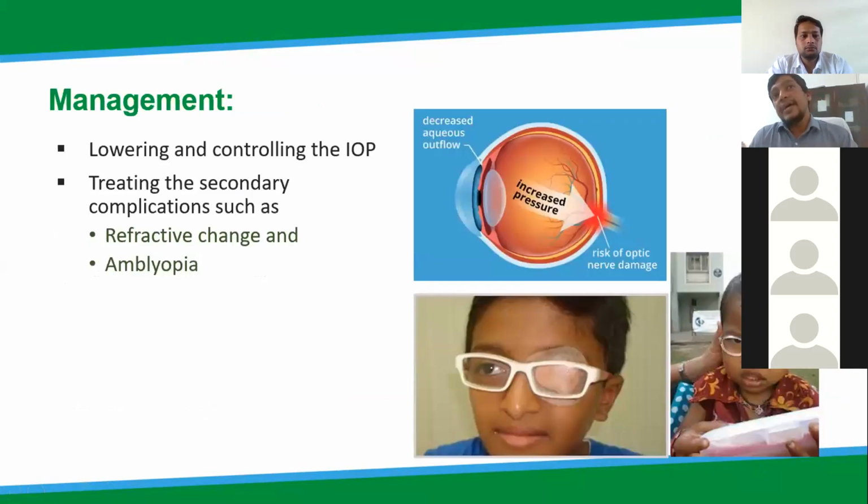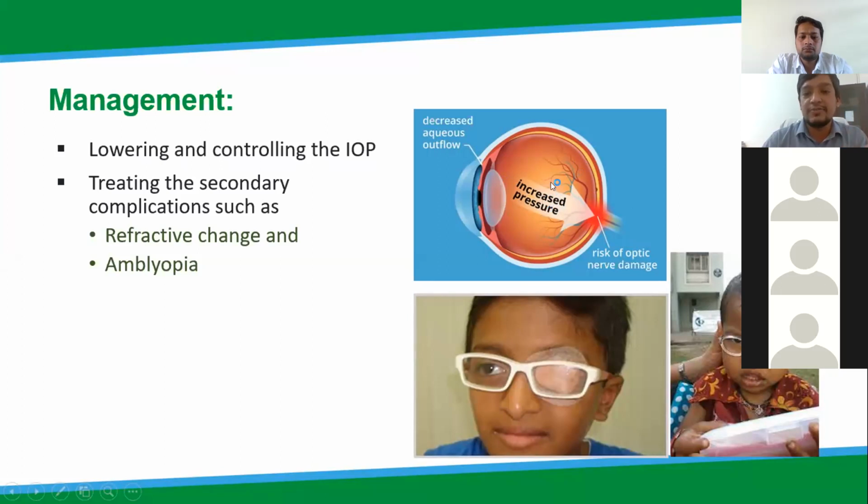So basically, how do we manage those patients? The basic aim of management, irrespective of whether it is an adult glaucoma or a pediatric glaucoma, is to decrease the intraocular pressure. It is very important because when there's increased pressure, it directly damages the optic nerve, and there are a lot of nerve cells in the optic nerve. We all know once the nerve cells get damaged, they are not going to regenerate. That's why it is irreversible, and that's why the blindness caused by glaucoma is irreversible blindness. So it is very important to decrease the pressure.